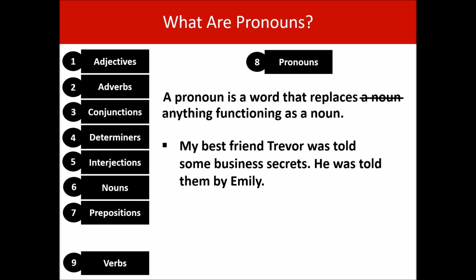My best friend Trevor was told some business secrets. He was told them by Emily. He is our pronoun, and it replaces the noun phrase my best friend Trevor. Them is also a pronoun, and it replaces the noun phrase some business secrets.